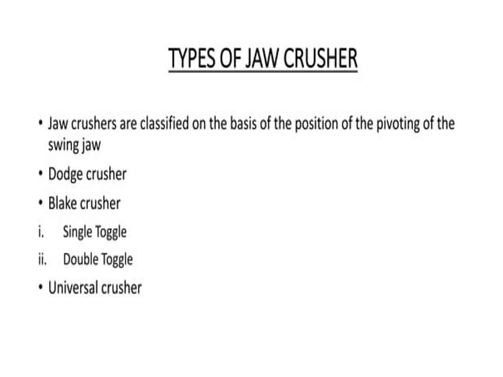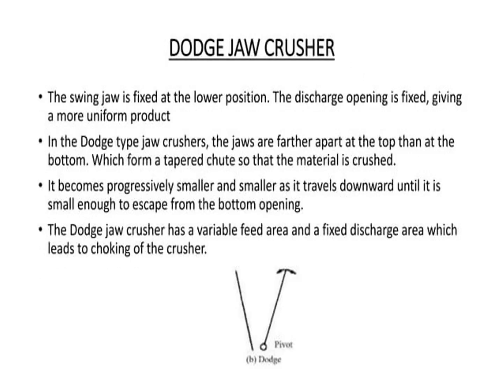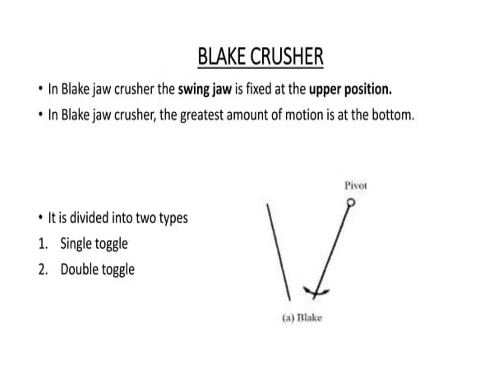We have various types of jaw crusher: the Dodge crusher and the Blake crusher, and under the Blake crusher we have single toggle and double toggle, and the third one is the universal crusher. The Dodge crusher is the same as a jaw crusher but is fixed at a lower position. The discharge opening is fixed, giving a more uniform product. In the Dodge type jaw crusher, the jaws are further apart at the top than at the bottom. The material becomes progressively smaller as it travels downwards until it is small enough to escape from the bottom opening. The Dodge jaw crusher has a variable feed area and a fixed discharge area, which leads to choking of the crusher.